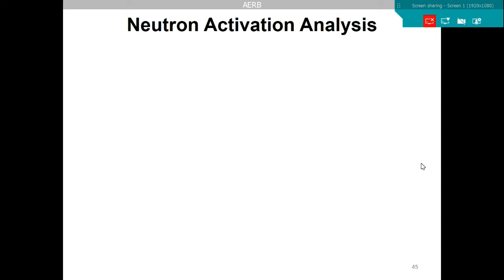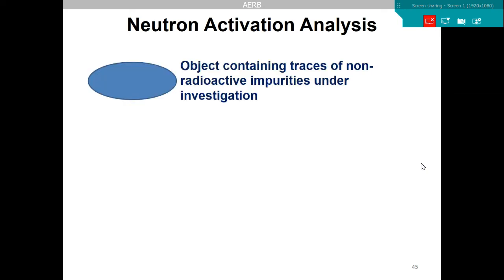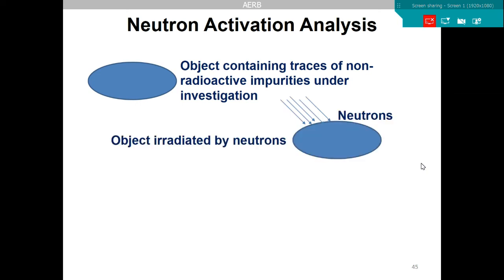Now we come to neutron activation analysis. I'm sure all of you know about it. Just to give you a brief introduction, consider this object. And there is some impurity in this object. I don't know how much impurity is there. I don't know whether the impurity is there or not. But I have this object. I want to investigate. The first thing I do is I expose it to neutrons. And I know that neutrons can make a non-radioactive object radioactive. So this is called activation.